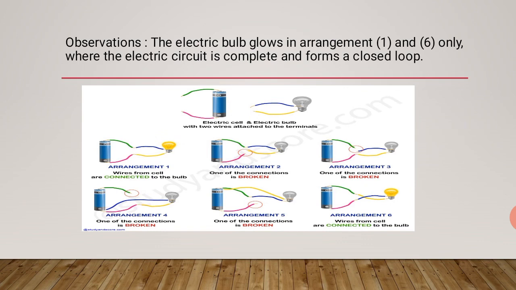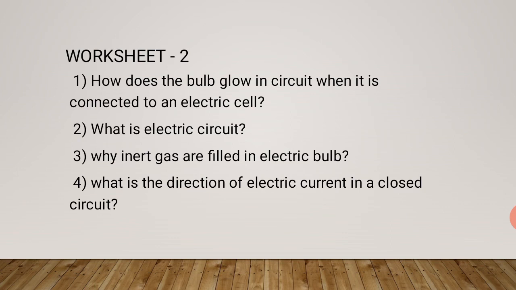Next, here is a worksheet for this class, with some questions from what I have told today. First question: how does the electric bulb glow in a circuit when it is connected to an electric cell? Second: what is electric current? Third: what is an electric circuit? Fourth: why are inert gases filled in electric bulbs? Fifth: what is the direction of electric current in a closed circuit?